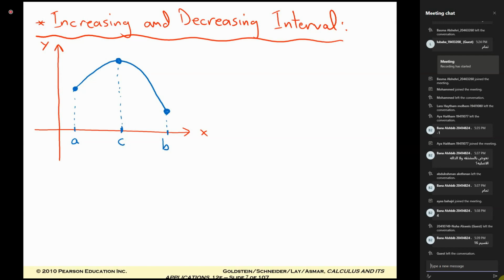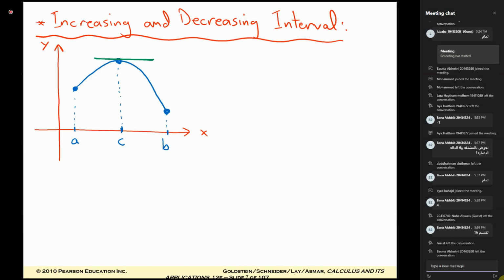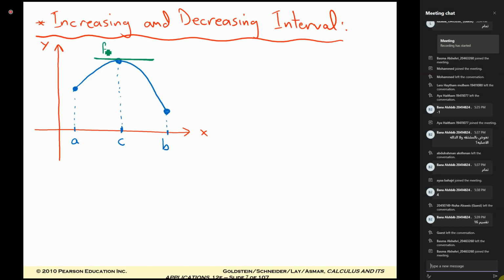Look at this. We have here the tangent line, horizontal. So the f prime at C equals 0. So C must be a critical value. Right or not? We conclude C is a critical value.